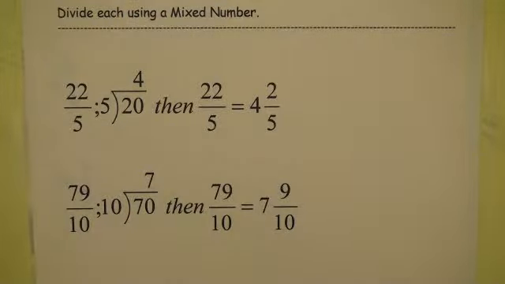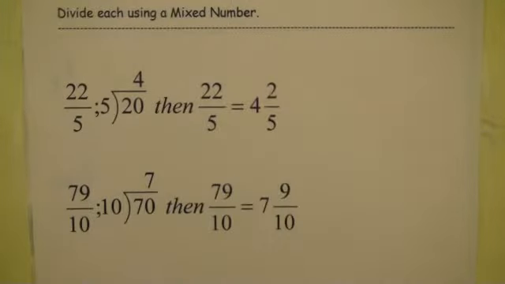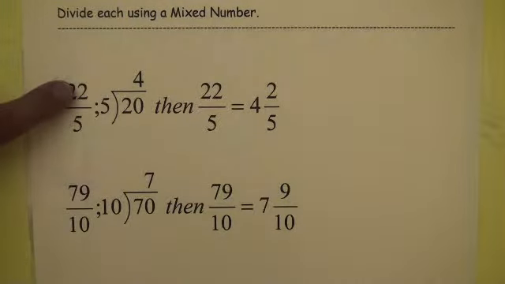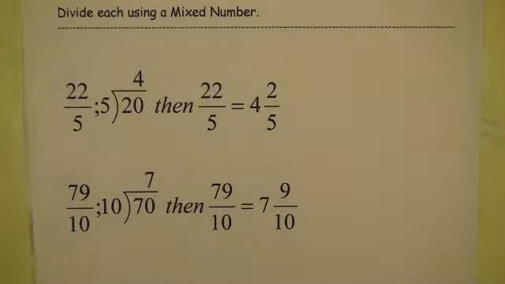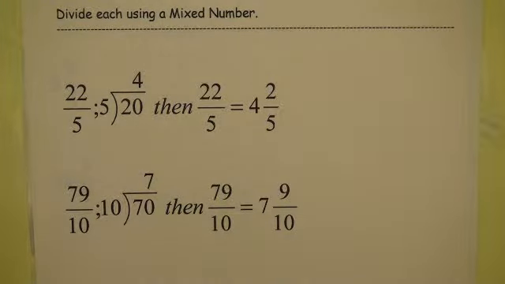Well, since 20 divided by 5 is exactly 4, we have 2 extra. Remember, we're trying to find groups of 5. 4 groups of 5 give you 20, so therefore you have 2 extra. Well, we can't get a group of 5 from 2, so that's why we have 2/5 of another group. That's why it's 4 and 2/5.